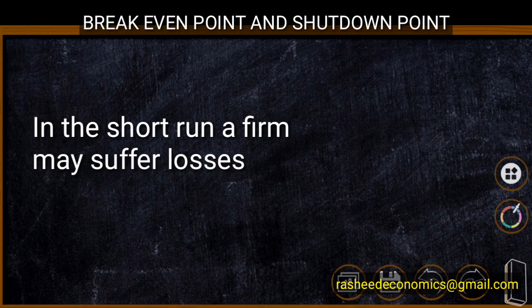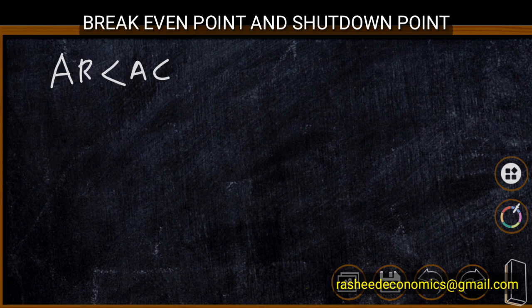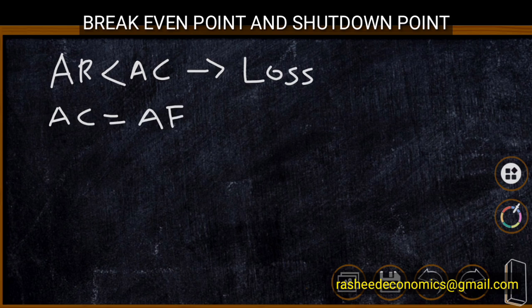We know that in the short run, a firm may suffer losses. It means that average revenue of the firm is lower than average cost of the firm. If average revenue is equal to average cost, the firm is earning normal profit. But there are situations in which a firm can earn only a lesser amount of revenue than average cost. This is the case of loss. But here we know that average cost of the firm is equal to average fixed cost plus average variable cost. Here average variable cost is the running cost of production.